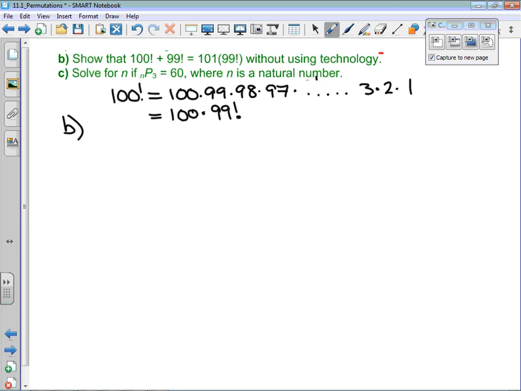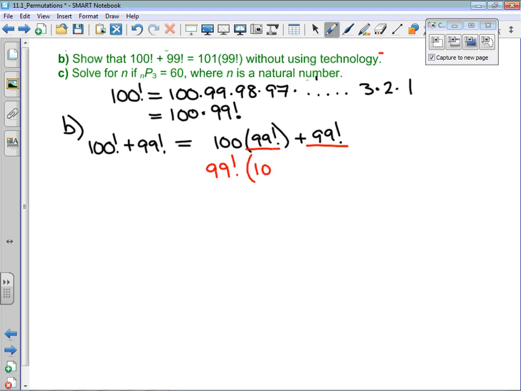And the advantage of doing that is I can rewrite that top line and say that 100 factorial plus 99 factorial is 100 times 99 factorial plus 99 factorial. And the reason why that's an advantage is now both terms contain 99 factorial, which means I can factor it out. 100 times 99 factorial divided by 99 factorial is 100, and 99 factorial divided by 99 factorial is 1. And this leaves me with 99 factorial times 101, which is what the question wanted us to show.